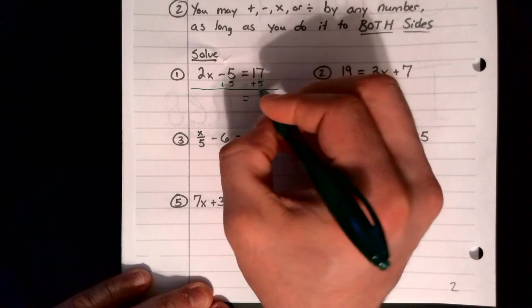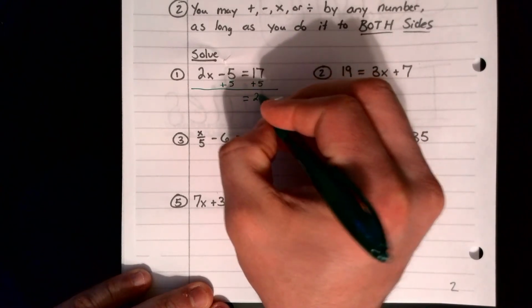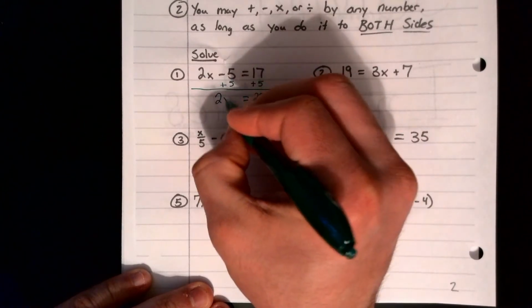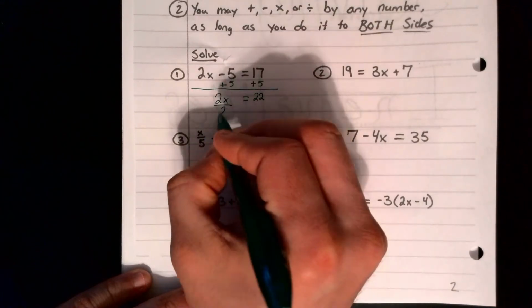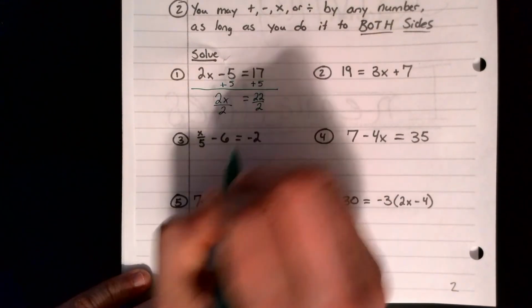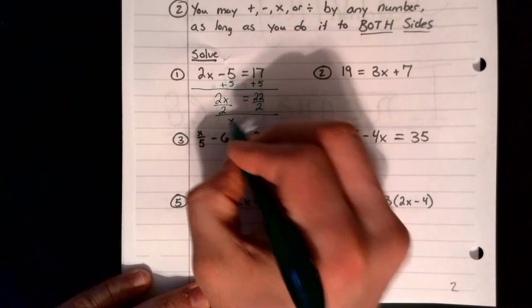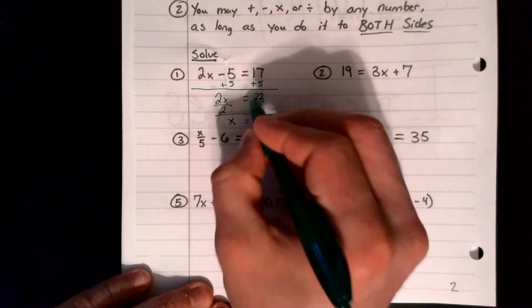17 plus 5, we end up getting 22. We get a 2x here. Go ahead and divide both sides by 2 to get rid of that times 2. And we're left with 1x, which you can just write as x, equals 11.